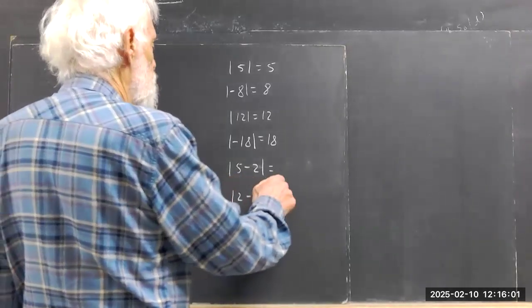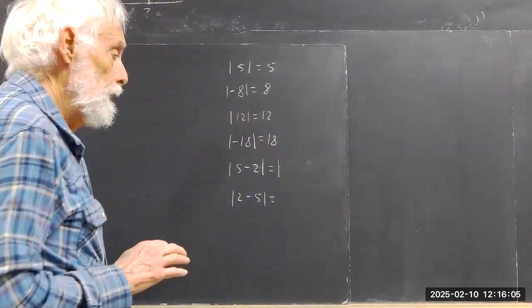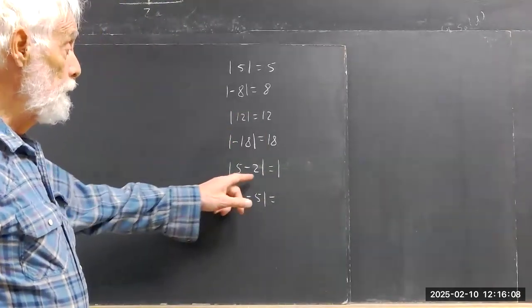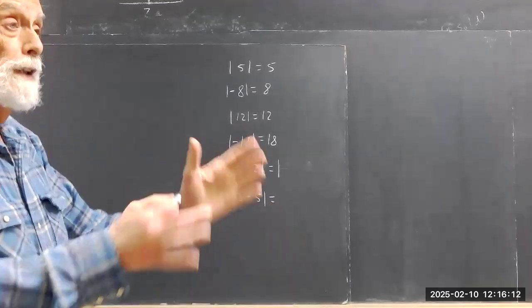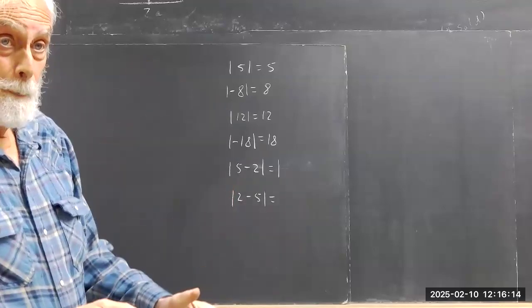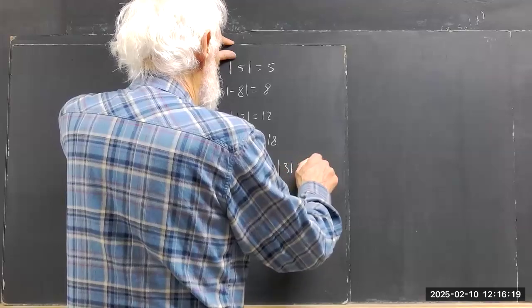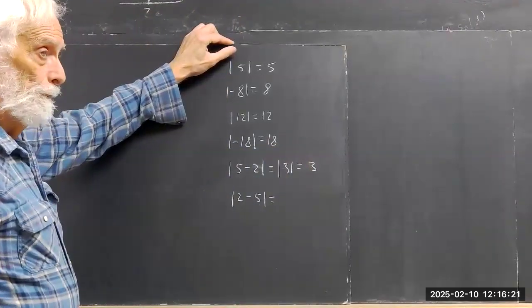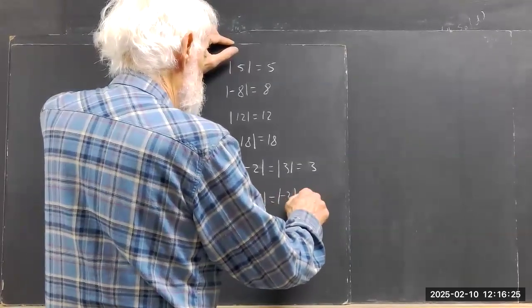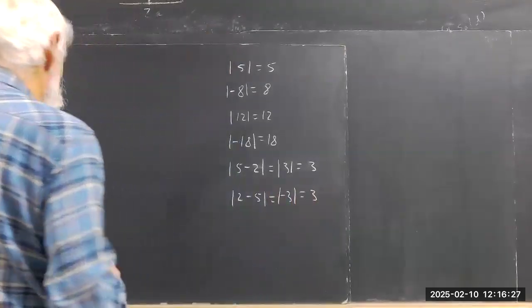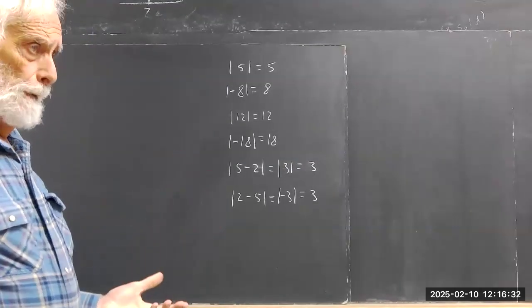Now the absolute value of 5 minus 2, there are 2 steps, and I didn't see everybody writing out the steps. First, we have to do 5 minus 2 because it's inside the absolute value signs. Just like inside of parentheses, you have to do what's there. So that gives us the absolute value of 3, and that's going to be 3. 2 minus 5 is -3, but the absolute value of -3 is still 3. So there's the idea.